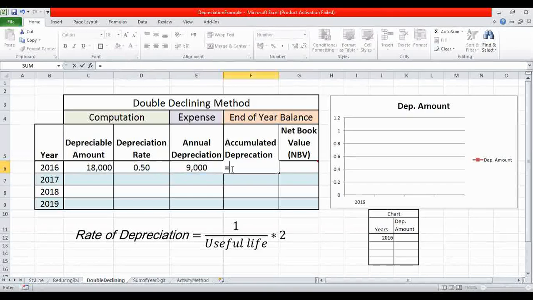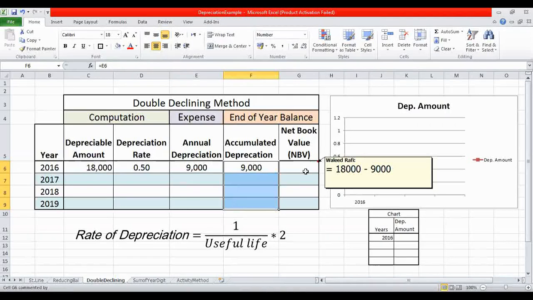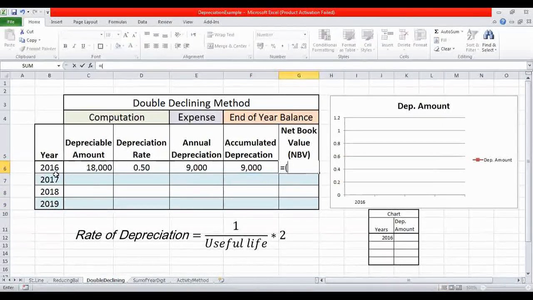Ultimately, before this, there is no depreciation. So 9,000 will be the same amount in the accumulated depreciation. Now we need to calculate the net book value. Net book value is simply 18,000, which is our cost, which you can see over here in the first cell of 2016, so 18,000 minus 9,000. We put 18,000 minus this amount, and it is going to give us 9,000.